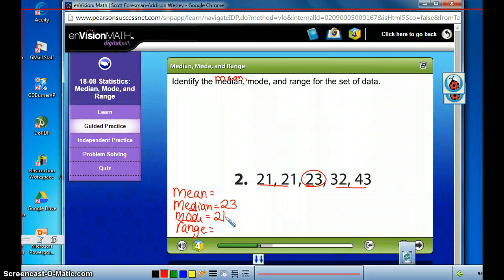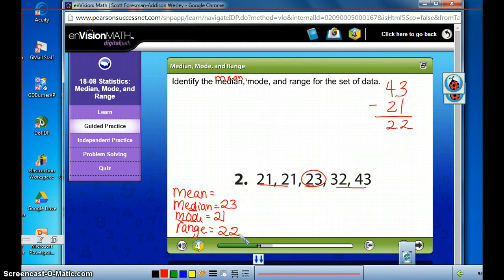Range. How do we find that, Brody? The smallest number minus the biggest number. Okay. Not the smallest minus the biggest, but the biggest minus the smallest. We're going to take 43 minus 21 equals 22.